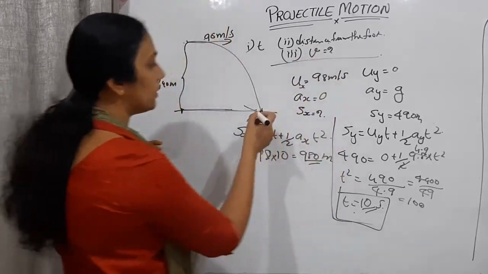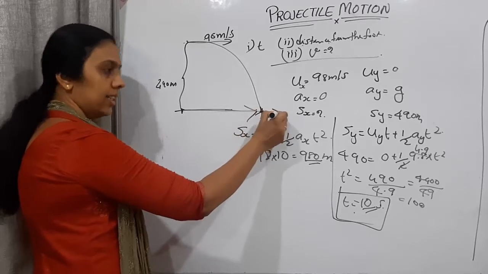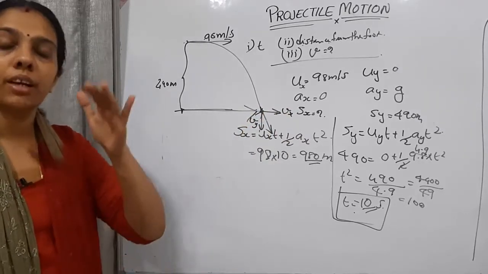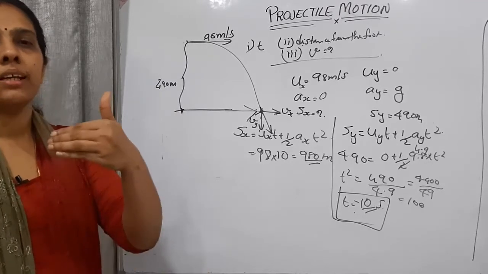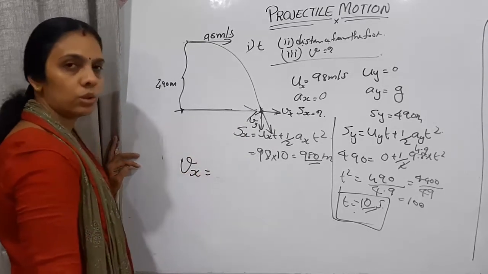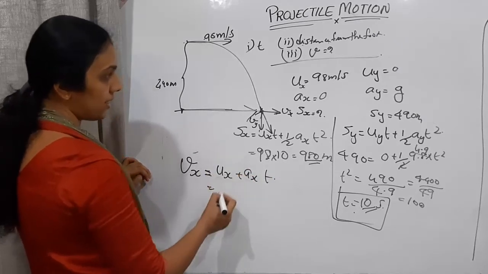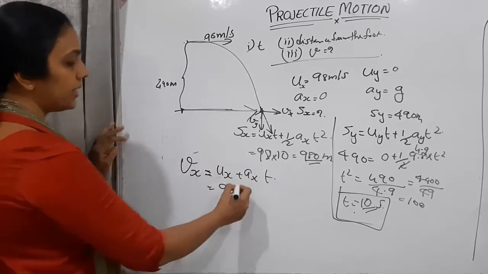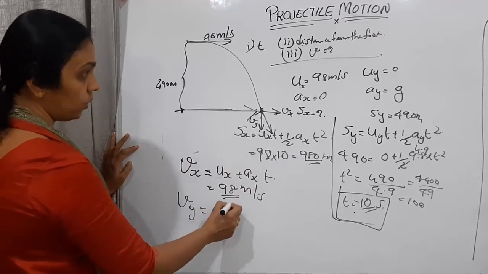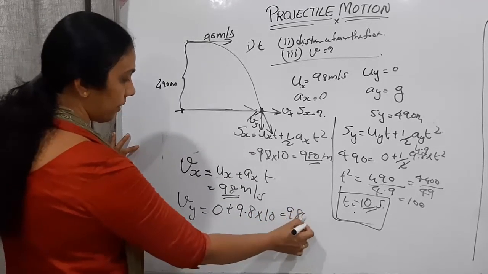Next we need to find the velocity with which it is reaching the ground. Here the velocity is like this, which means it has a velocity along the x-axis as well as the y-axis. So we need to find the x-axis velocity and y-axis velocity and then find the resultant velocity vector. First, the velocity along the x-axis: v equals u plus at, so vx equals ux plus ax t. Therefore vx is equal to ux, 98 meter per second. Next along the y-axis: vy equals uy, which is 0, plus ay, which is 9.8, into t, which is 10. Therefore it is 98 meter per second.